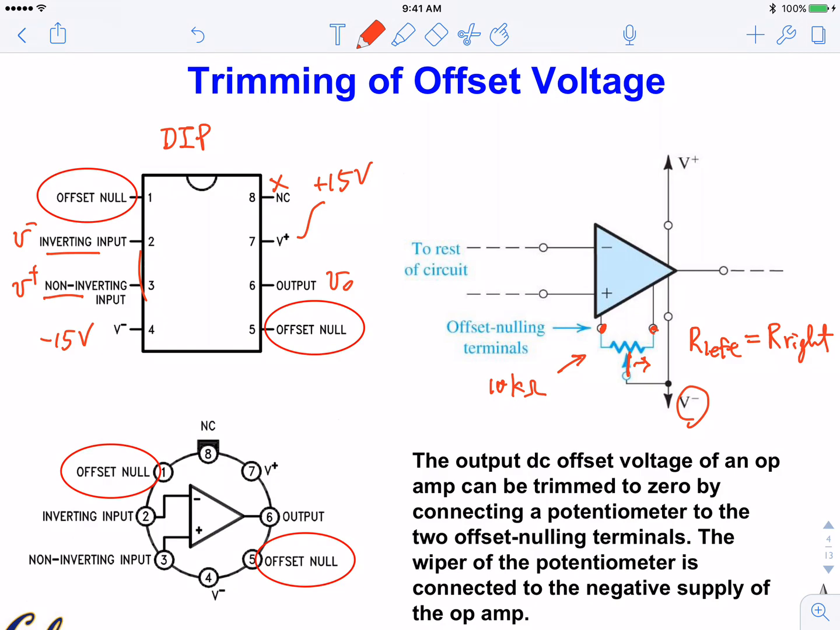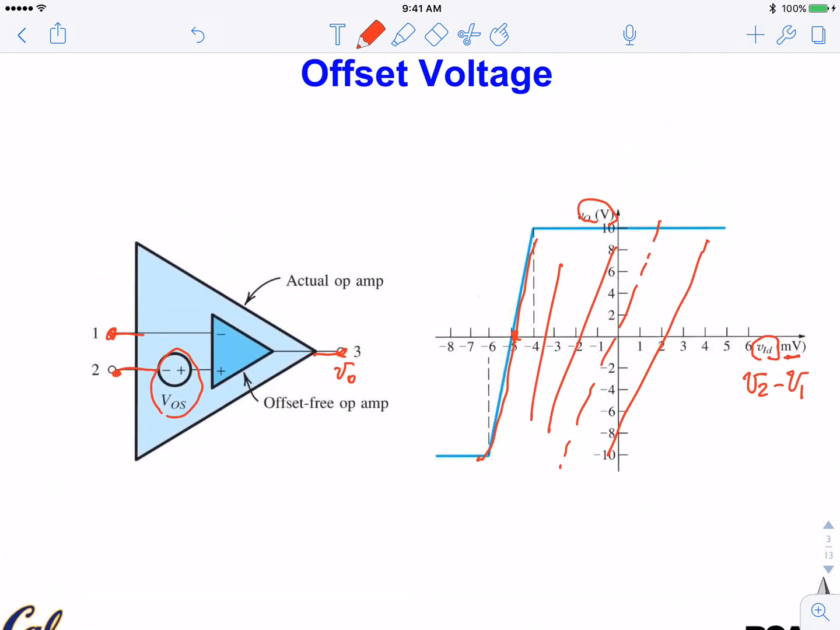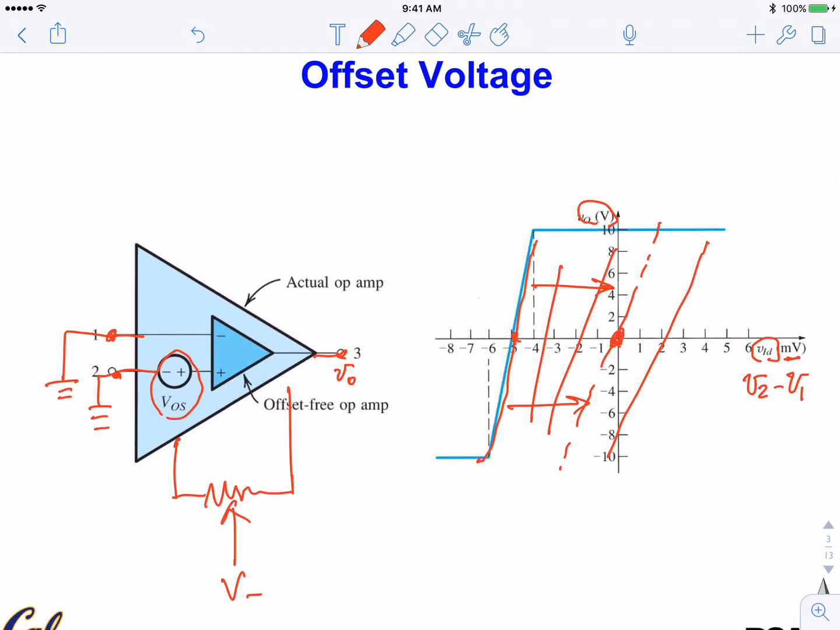How do we know which side to move? Well, you find that out experimentally. You go back here, you put both inputs to ground, and you measure your output voltage. In the meantime, you connect your offset to your V minus. You just turn the dial until your output voltage goes to 0. So you force your transfer curve back to the line that passes through the origin.